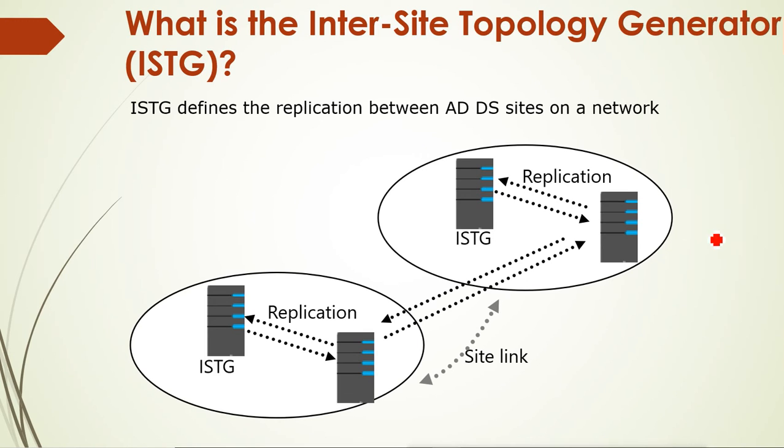Then what is the inter-site topology generator? This is an object created under the server. It defines the replication between ADDS sites on a network. So how the replication is going to be from one site to other site, it defines on that object. It is called the inter-site topology generator. We don't have to create this object, it is automatically created.